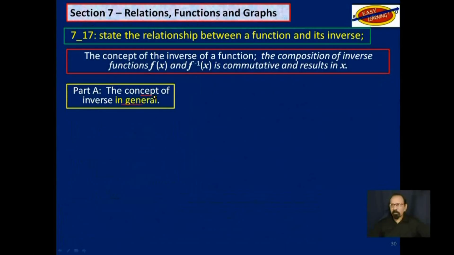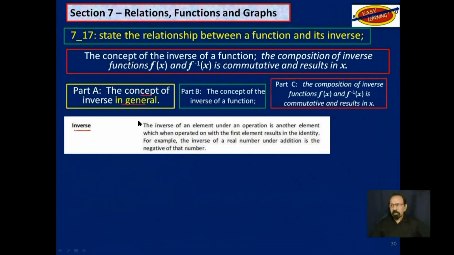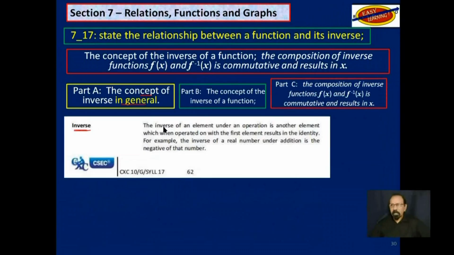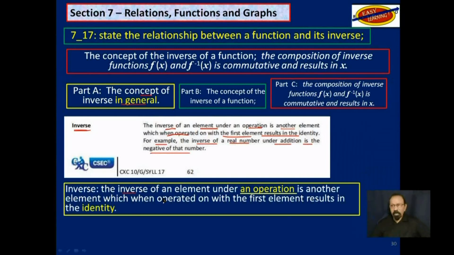So the concept of inverse in general. Your syllabus states that the inverse of an element under an operation is another element which, when operated on with the first element, results in the identity. For example, the inverse of a real number under addition is the negative of that number. So the inverse of an element under an operation, please note that specification there, is another element which, when operated on with the first element, results in the identity.